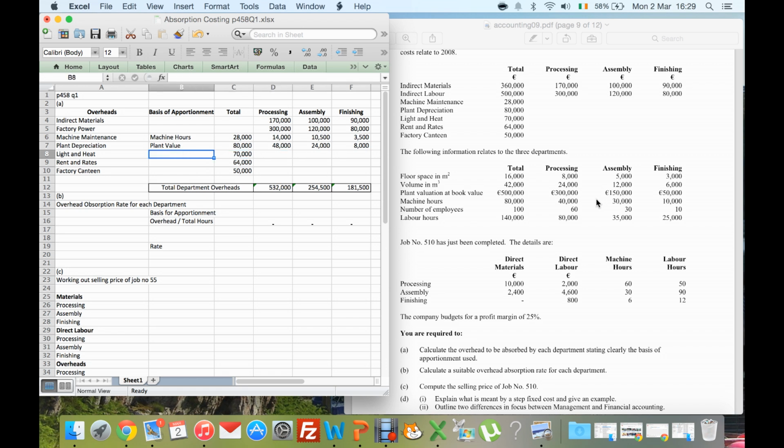Light and heat. Well, I'll do that based on the volume. That's the amount of overall space in the building. So processing department has how much space? It has 24 out of 42, so it's 24 over 42. Where are we now? So the volume for assembly. So assembly is 12 out of 42, so 12 over 42. And then the finishing is going to be 6 over 42.